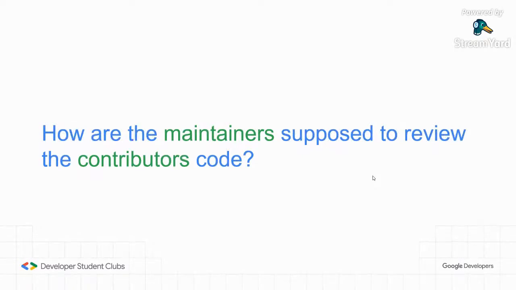So now we know how the maintainers are supposed to review the contributors' code. Earlier I said you can contribute to open source software, right? But what if your contribution doesn't comply with their rules and regulations, or there is an error, or you have to make something better in that contribution?